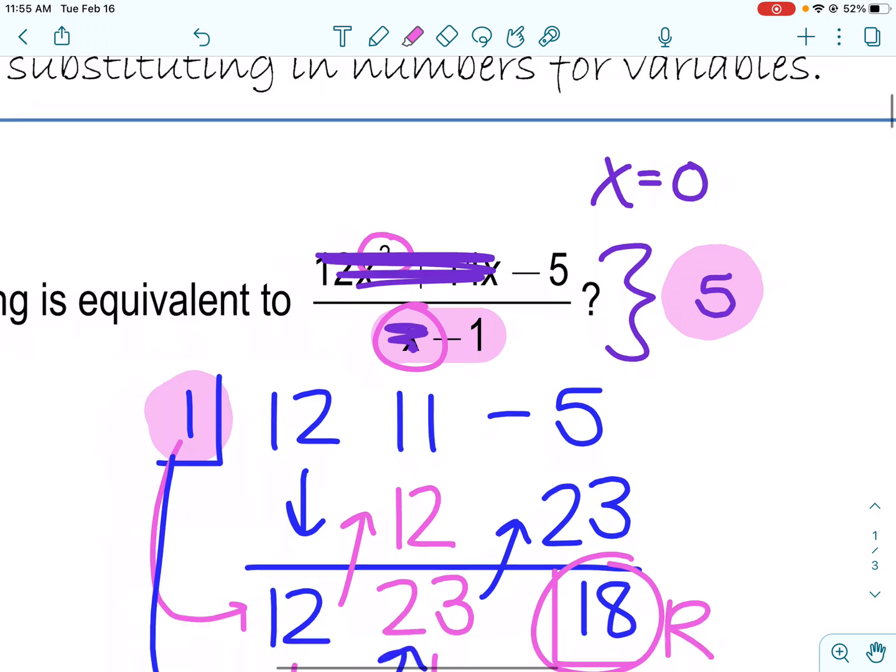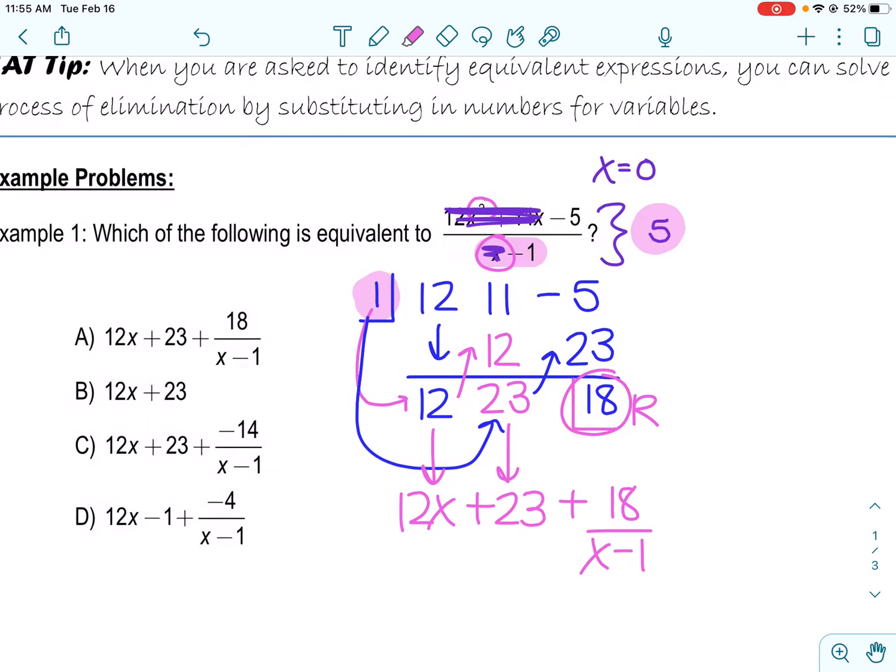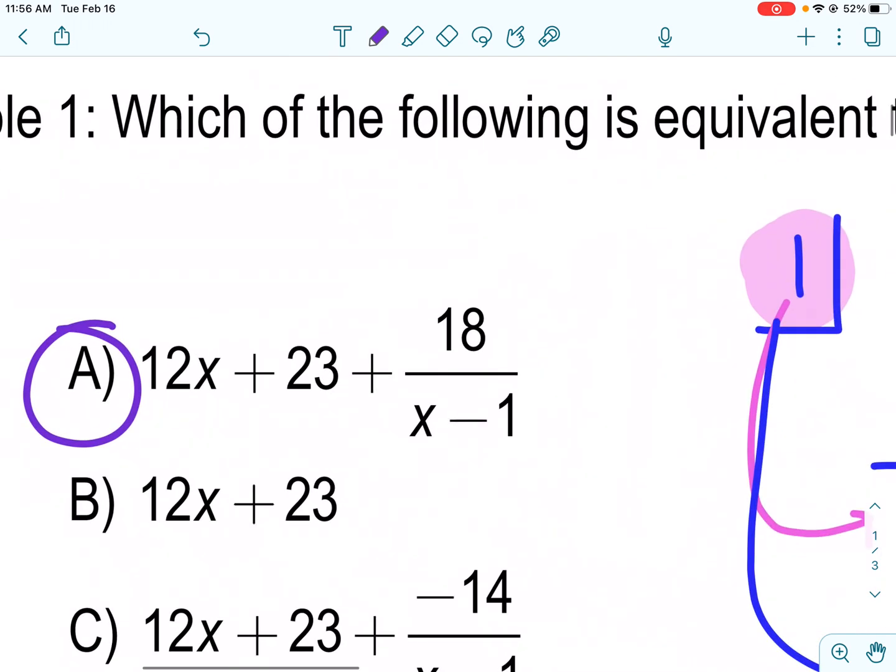Okay, so now what I'm going to do is I'm going to go to all my answer choices. I'm going to plug in 0 for x, and I'm going to see which one also simplifies to be 5. Okay, we found that by doing synthetic division that our answer was A, but let me show you how I would also know this one is A. Okay, so if I plug in 0, this would be gone. This would be 0. So it would be 23 plus 18 over -1, which is -18. And I can see here that 23 minus 18 is 5.